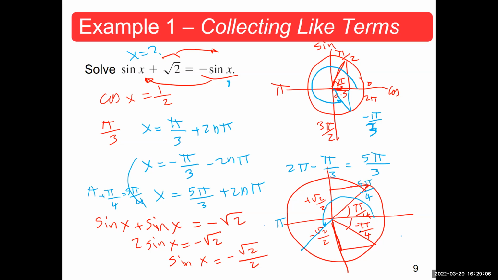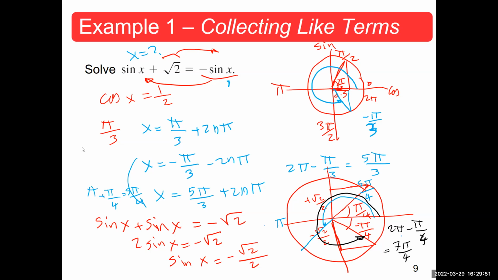Well, negative pi over 4, can I make it positive instead of negative? Yes, we can. How do you do that? Because this is negative, I always have to start from here. So basically this is 2 pi minus pi over 4. Again, this becomes 8 over 4 minus 1 over 4, that equals 7 pi over 4.